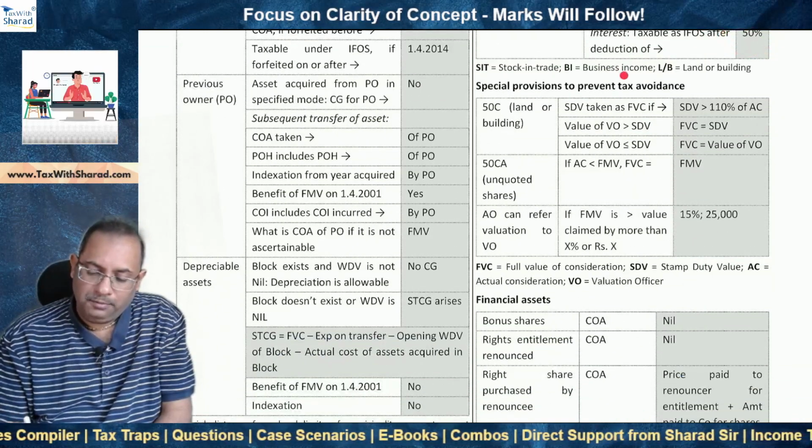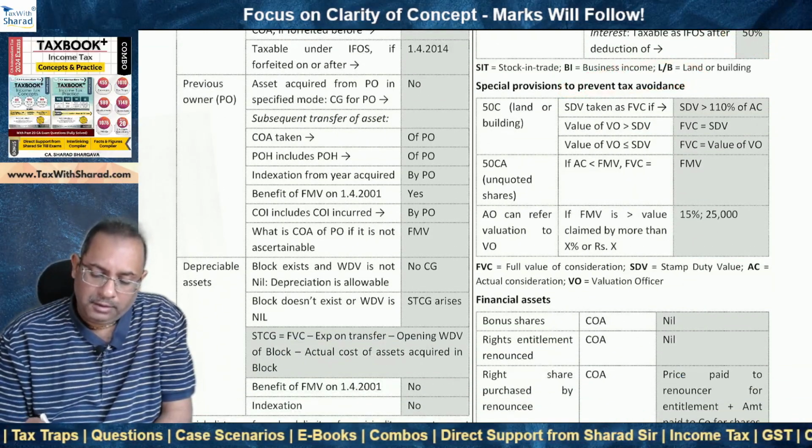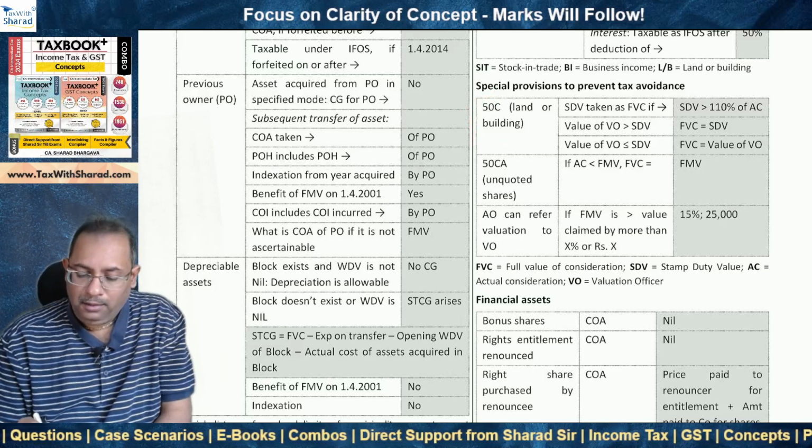Special provisions exist to prevent tax avoidance. First is section 50C, which applies in the case of land or building.